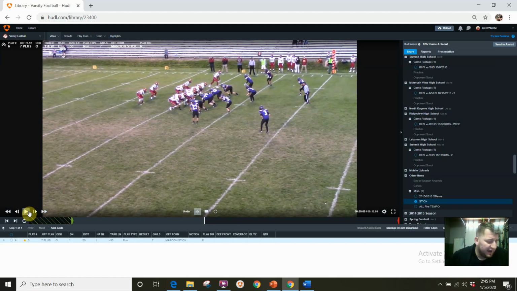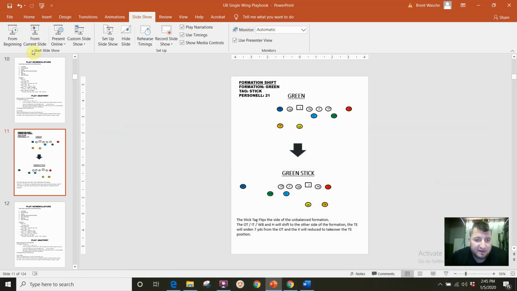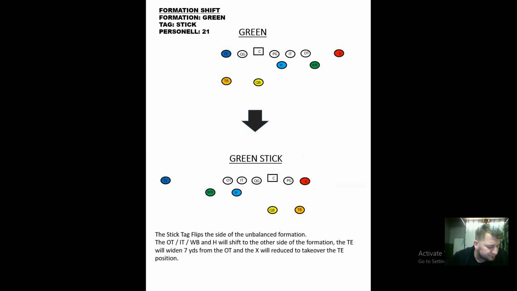Now, green stick simply flip-flops the side of the unbalanced. However, we can also get into other formations from this with tags like green stick over, green stick divide. That allows us to flip the unbalanced side and put guys into other positions at the same time. Once again, it can be extremely advantageous in an offense like this. Moving on.